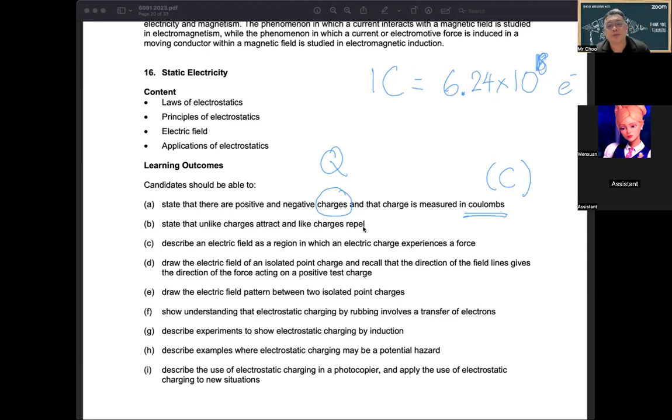So we actually measure charges based on coulomb. Of course, you can also measure charges by the number of electrons and the number of protons. You can do that, but your number will be very big. So we actually represent 1 coulomb as this number. Clear so far? Okay, so that is for coulomb.